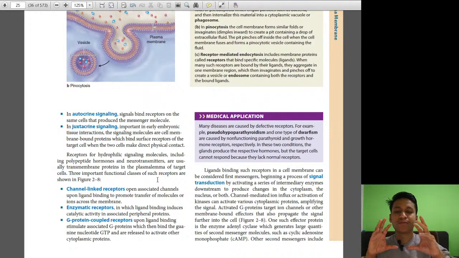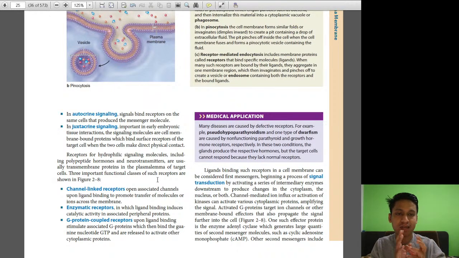So, receptors for hydrophilic signaling. The word hydrophilic means water loving. Hydrophobic means water repelling. So, hydrophilic signaling molecules include polypeptide hormones, meaning protein hormones, and neurotransmitters. So, let's see the three important functional classes of this type of receptors.